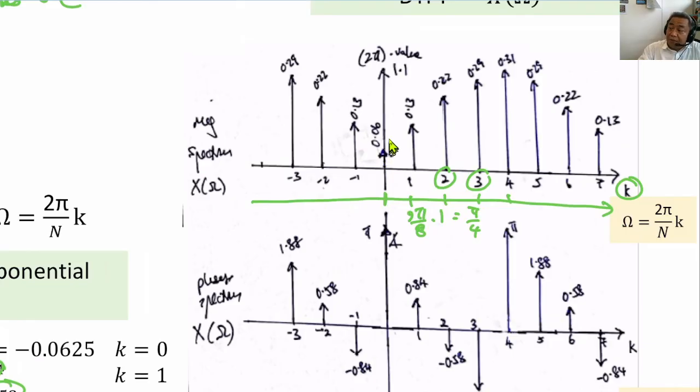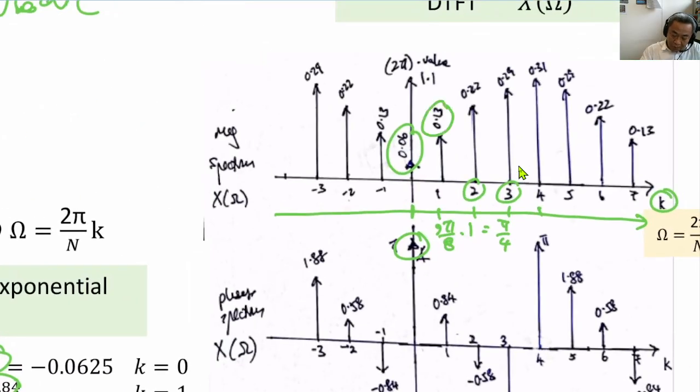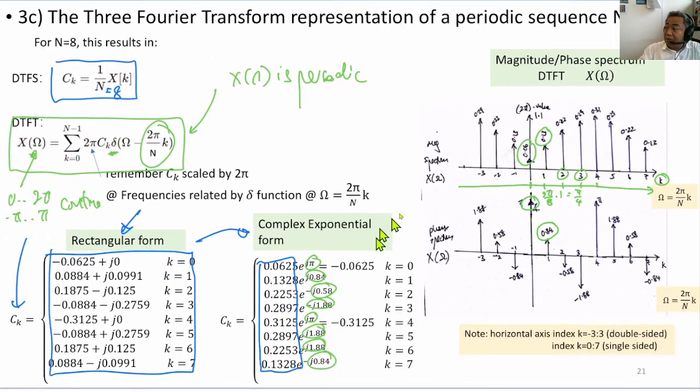So the first value of magnitude is 0.0625 with a phase of π. The second one is 0.13 with a phase of 0.84. So k equals 1, 0.13 with a phase of 0.84. The rest you can fill up by yourself, and you will see that this is how we draw the DTFT magnitude and phase spectra. Remember, we need the deltas. So to show that it is deltas, we show them as arrows going up to infinity. And now you see how we go from c_k's to X(ω) through this process. Thank you.